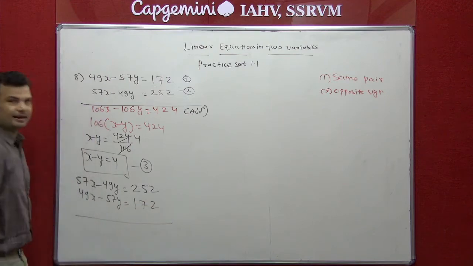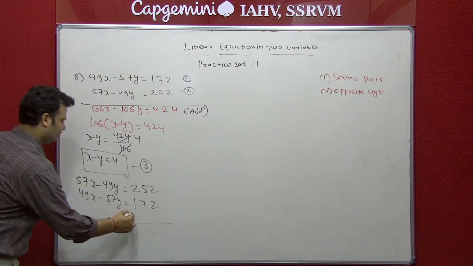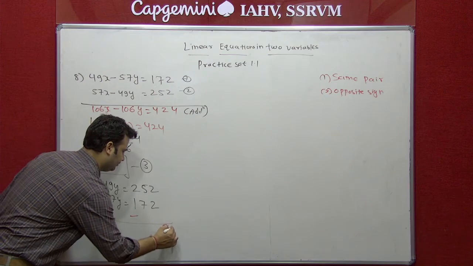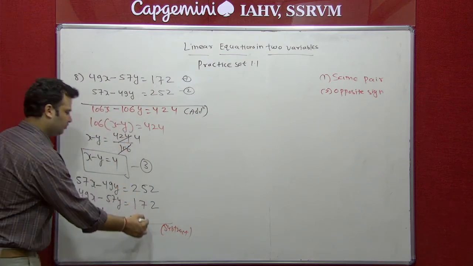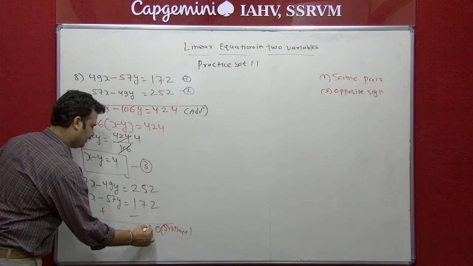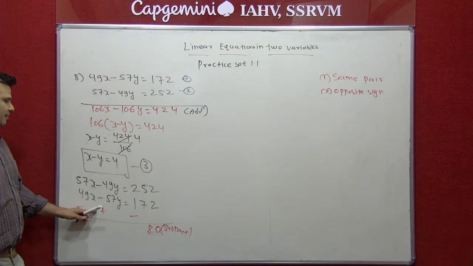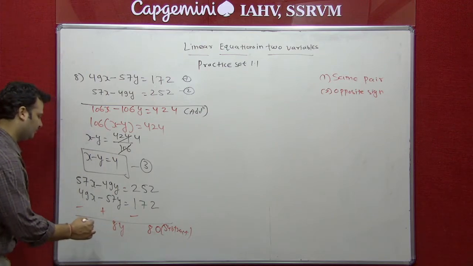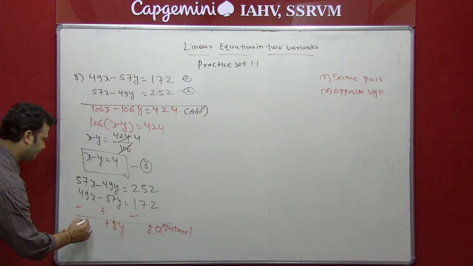Whenever you subtract, that time you have to change the sign. Plus becomes minus, minus, minus, plus, plus, minus. So we have to subtract. 2 minus 2 is 0. 15 minus 7 is 8, so 80. Then plus 57 minus 49, 17 minus 9 is 8y. Plus, and this is also 57 minus 49 is 8.